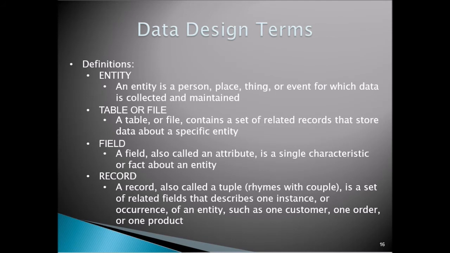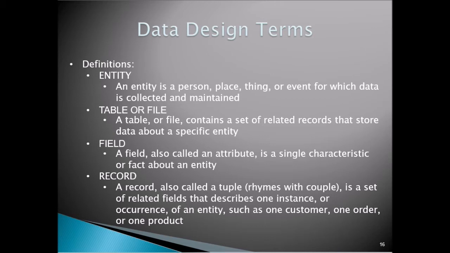Now let's go through some terminology, and these terms are the same or almost the same as they would be in a database management system. So starting with entity, it's a person, place, or thing, or an event for which data is collected and maintained. So an event could be a transaction. You'd have a transaction entity. A thing could be a warehouse item. A place could mean a location.